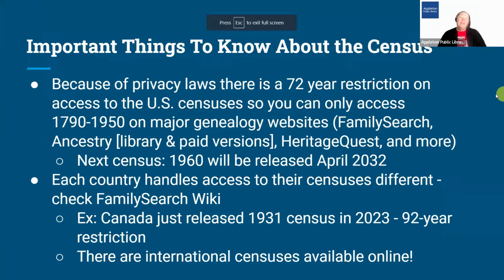All right, some important things to know about the census. So like I mentioned earlier, because of privacy laws, there's a 72-year restriction on accessing our US censuses, but you can easily access from 1790 to 1950 on all the major genealogy websites. So Family Search, like I just showed you, on Ancestry, both the library and the paid edition. Of course, the library edition is only available in the library, or you can use Heritage Quest from home, which has all the US censuses. There are also a couple other sites that have it, but those are kind of the main three.